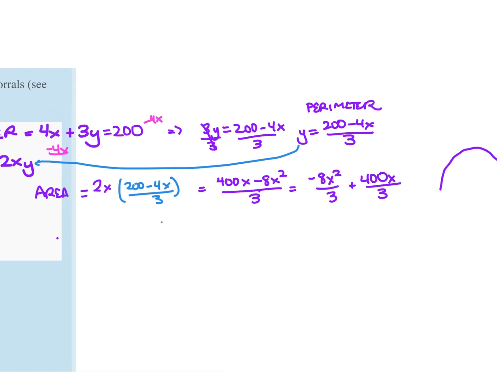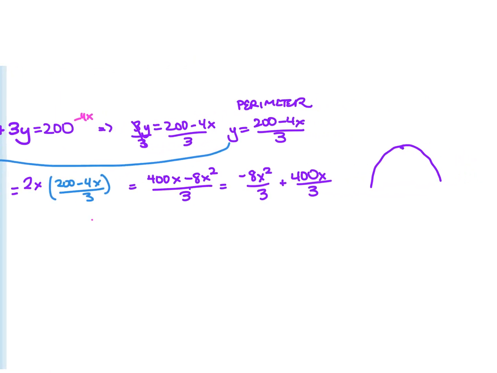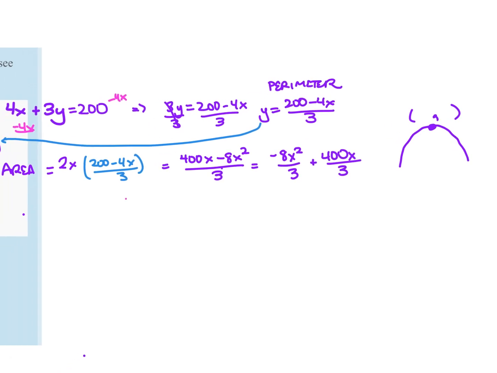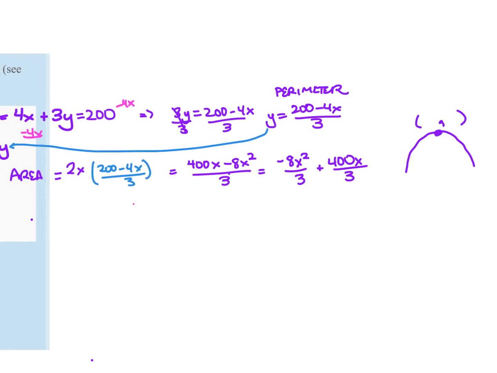And we want to find the maximum area. So maximum area is going to be our vertex. So we need to use our axis of symmetry formula. We basically need to find our vertex. So x equals negative b over 2a. So a is negative 8/3 and b is 400 over 3. So this is negative 400 over 3 divided by 2 times negative 8 over 3. So negative 400 divided by 3 divided by negative 16 over 3.